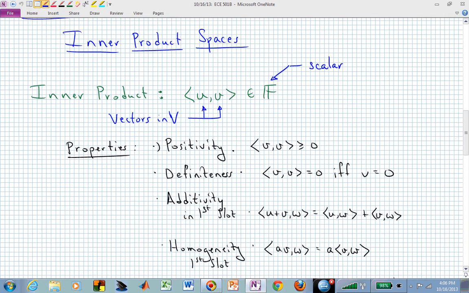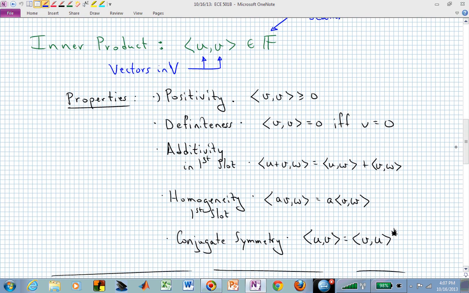With the Cauchy-Schwarz inequality. That's where we want to start. But before we start, remember the inner product. It simply takes two vectors and produces a scalar in whatever field we are playing with, the real numbers or the complex numbers. That's the result of this inner product. And the inner product has several properties associated with it.